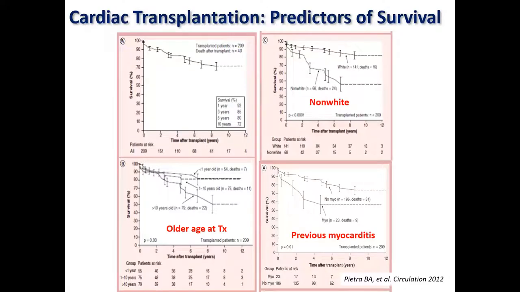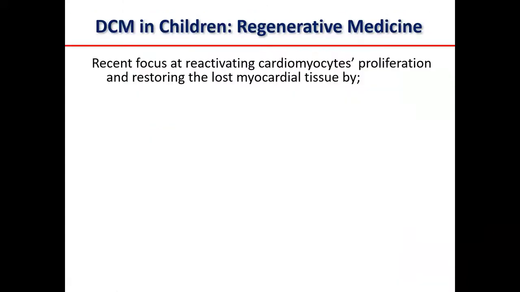This is the data that was published in 2012. As you would see, overall survival is about 50%, but at about 10 years it's about 70%, 72%. At 20 years, it becomes 50%. Older age at transplantation, more than 10 years, was associated with worse survival. White versus non-white, again, worse survival in non-whites. And a history of previous myocarditis was also associated with much less survival.